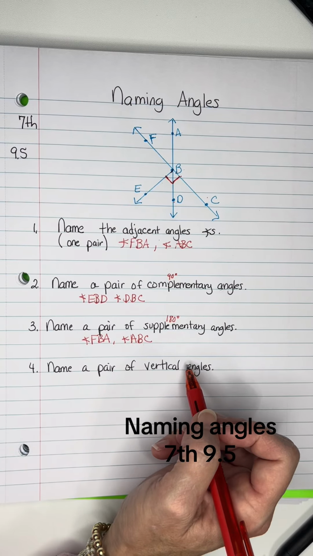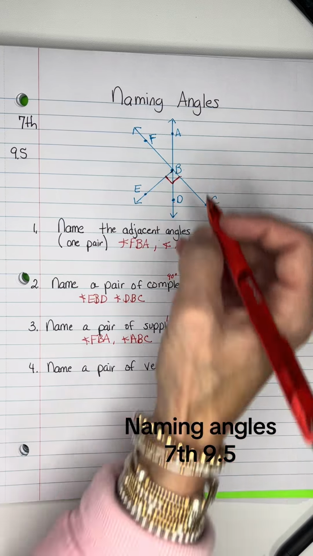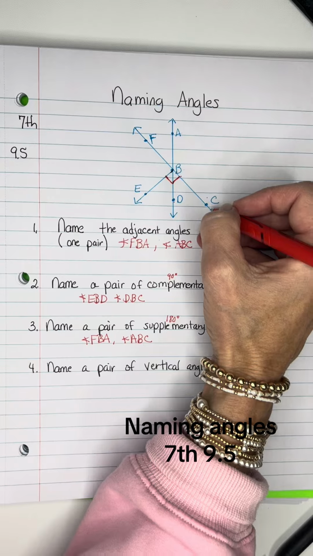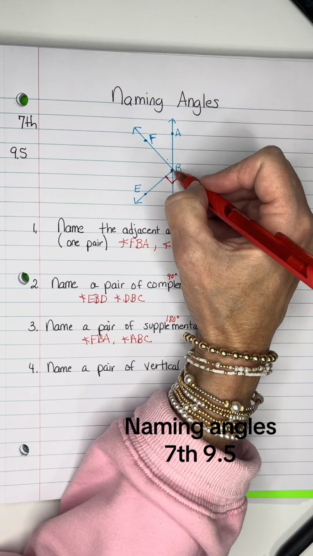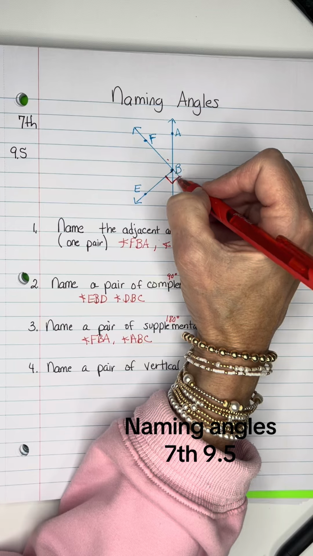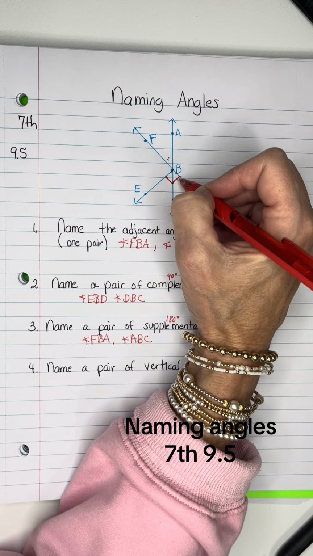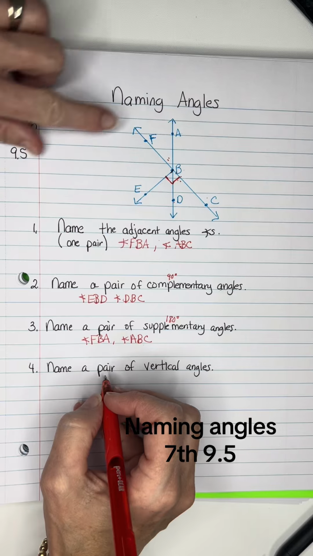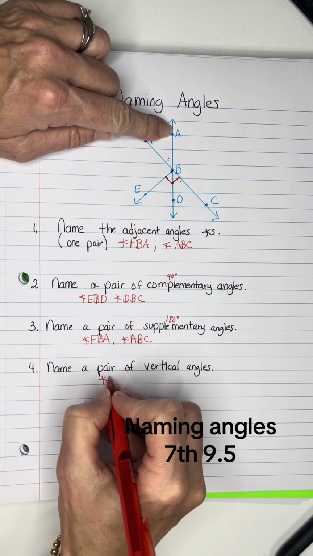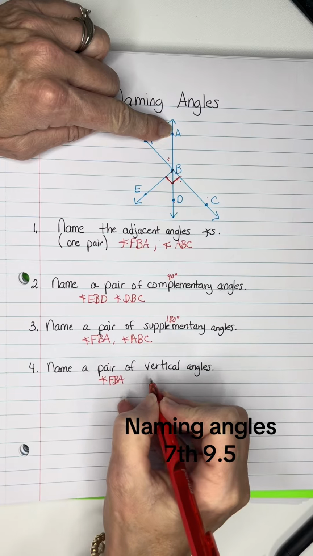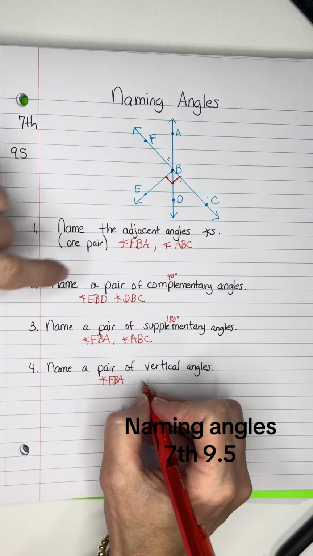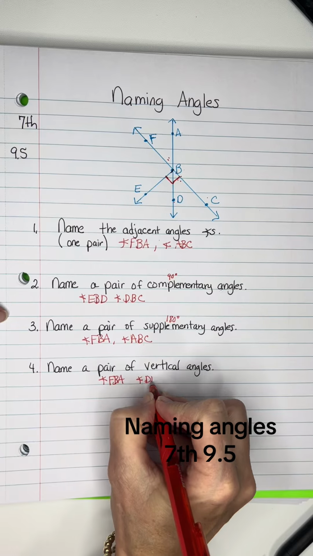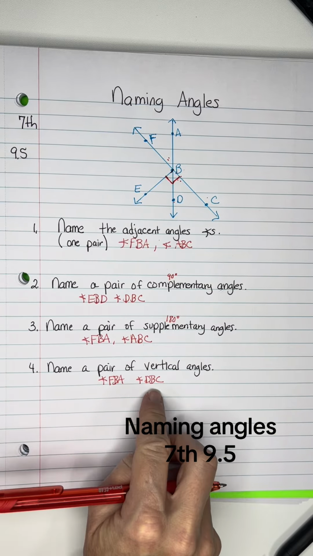Now a pair of vertical angles. Those are opposite angles formed by the intersections of 2 lines. So you see this straight line and this straight line. Well, the intersection of that forms these 2 angles. And so those could be my pair of vertical angles there. FBA and DBC. So those are vertical angles.